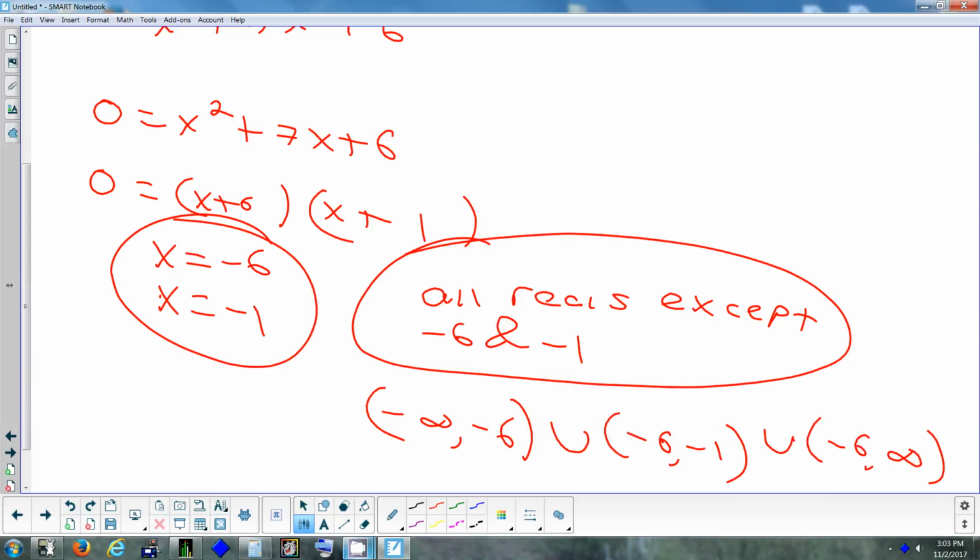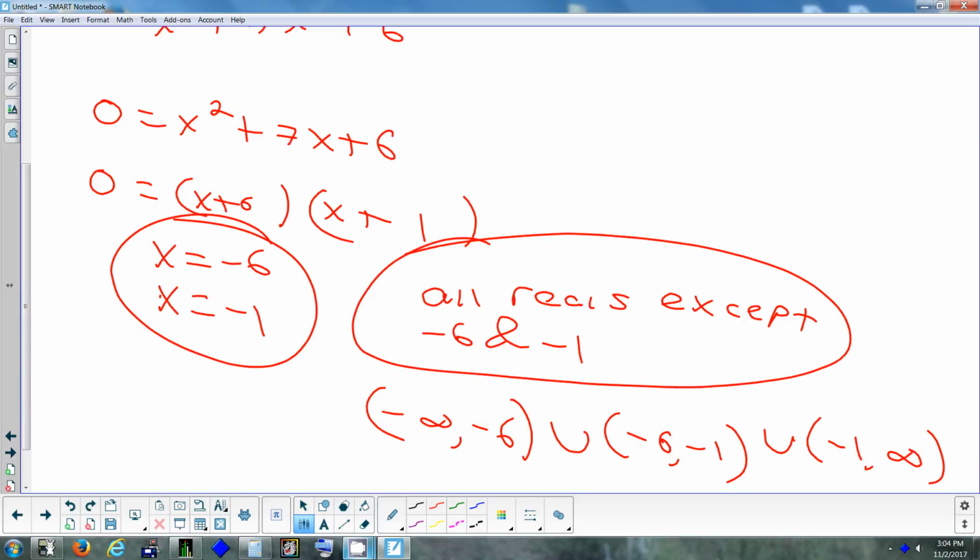So when you have two x's as an answer, will you always have three sets of parentheses? Yep. So why is it 6? Why do you only use -1 once? Let me make sure I didn't mess up. So -infinity to -6, -6, yeah, that should be -1. Sorry. So you can pick anything from -infinity to -6, or -6 to -1, or -1 to infinity.